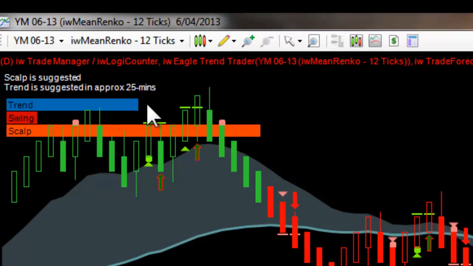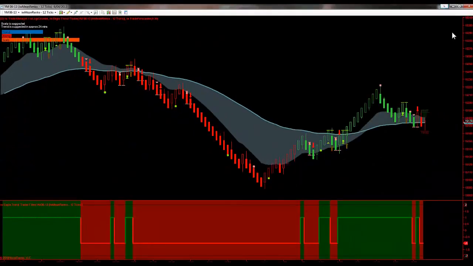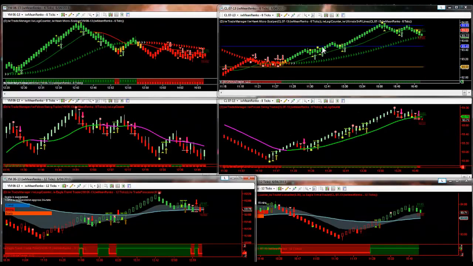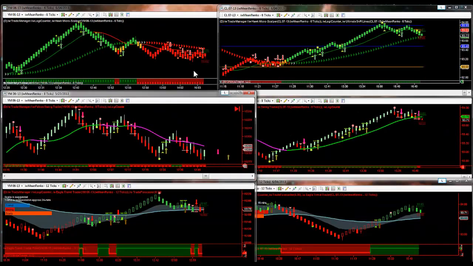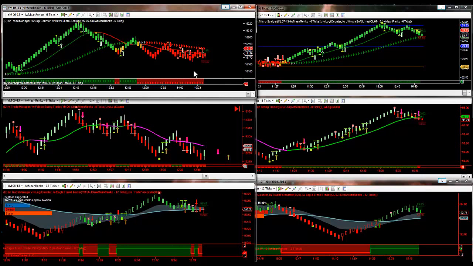Of course, if we have a strong trending environment, well then we know that we can scalp and swing trade pretty much at will. So this little tool here kind of gives you the heads up as to what your best trade future will be. And right now, it looks like we are better off concentrating on our scalp trades than anything else.